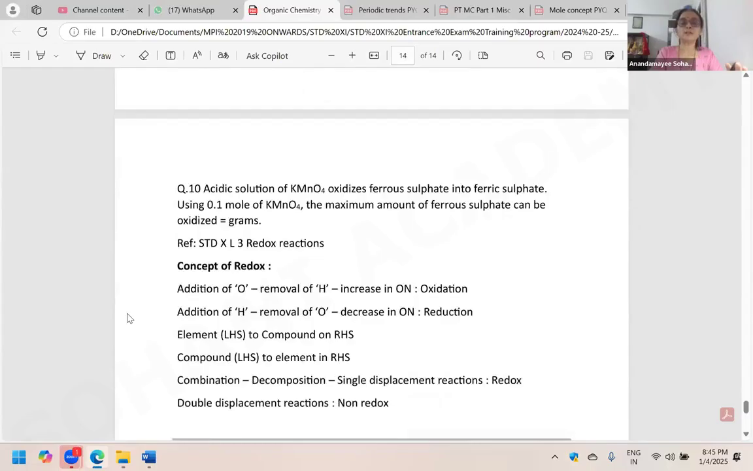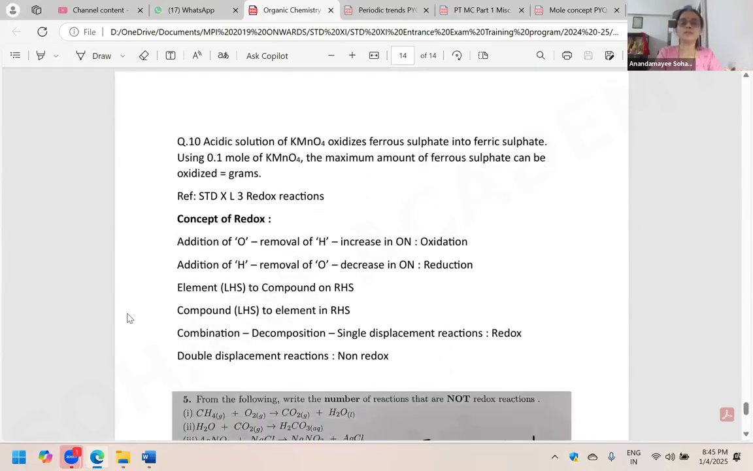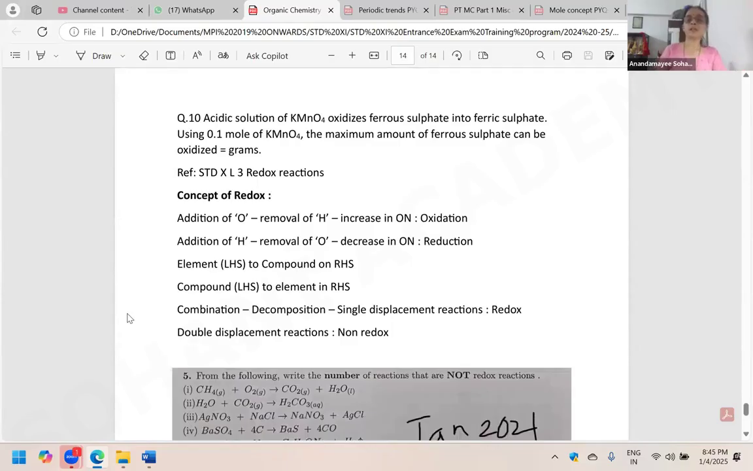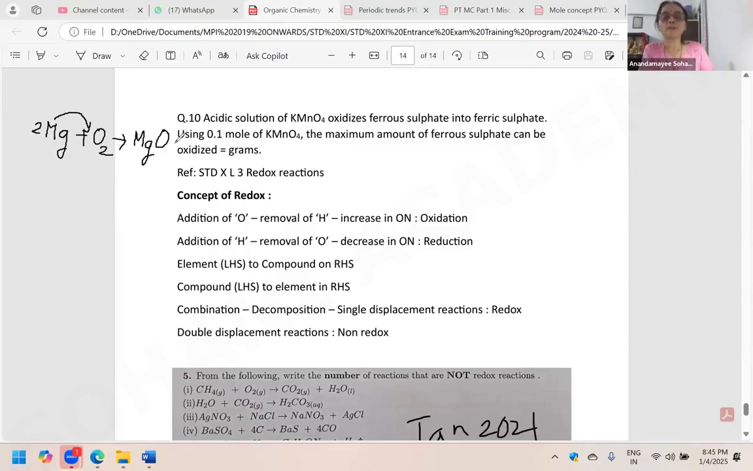Now, this is another question. Acidic solution. Oh, now this is about redox reaction. Okay. Understand what are redox reactions? मॅग्नेशियम मध्ये ऑक्सिजन ऍड केला तर मॅग्नेशियम ऑक्साइड फॉर्म होतो. So magnesium gets oxidized to form MgO. So addition of oxygen is oxidation.